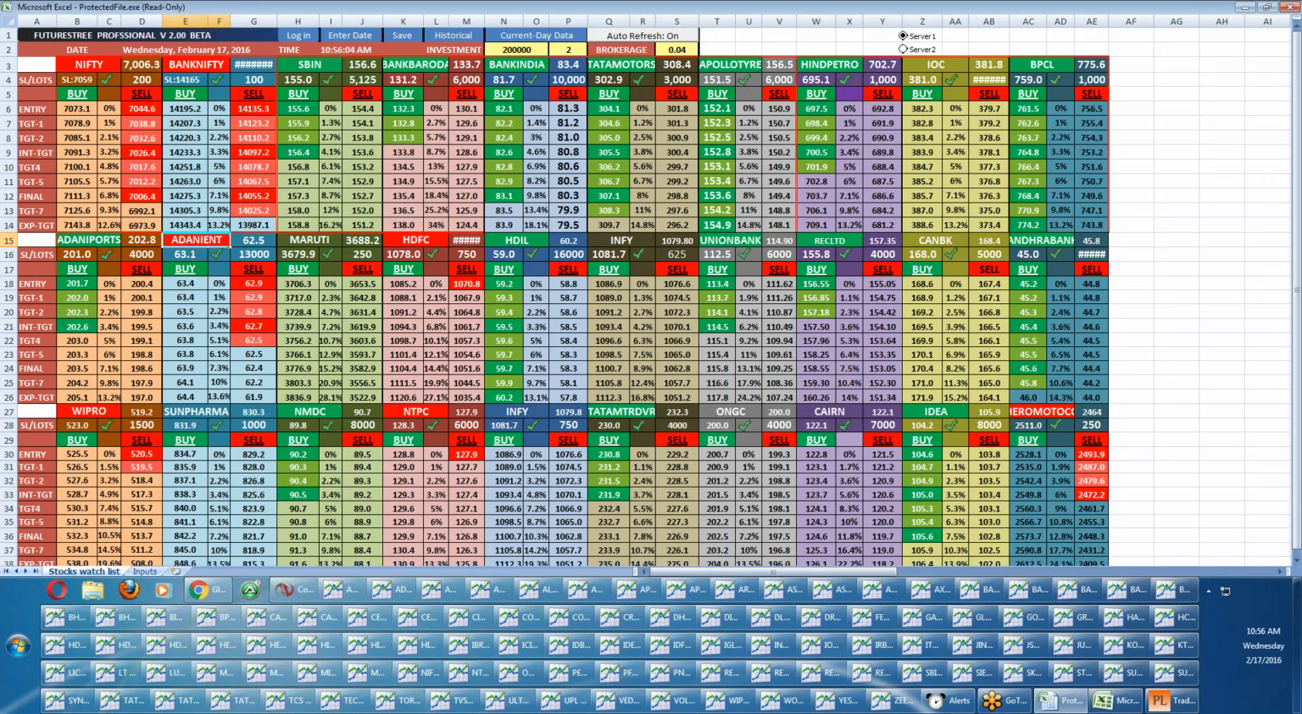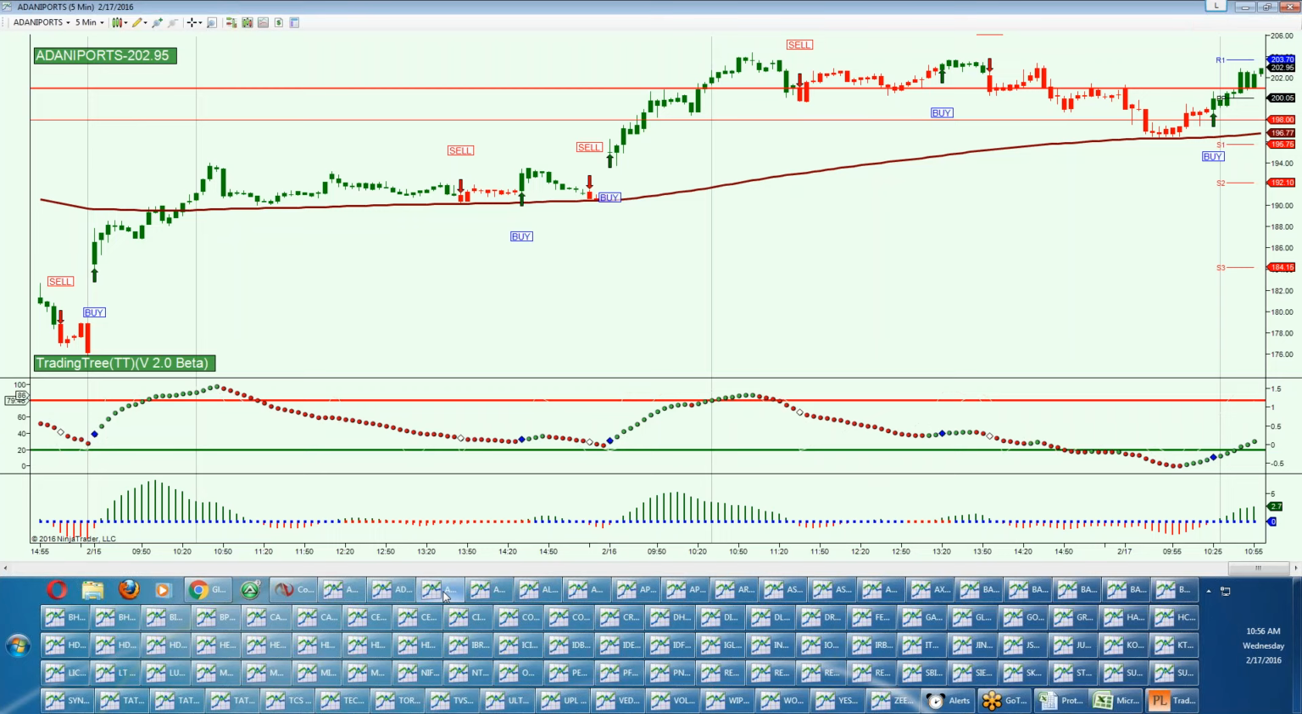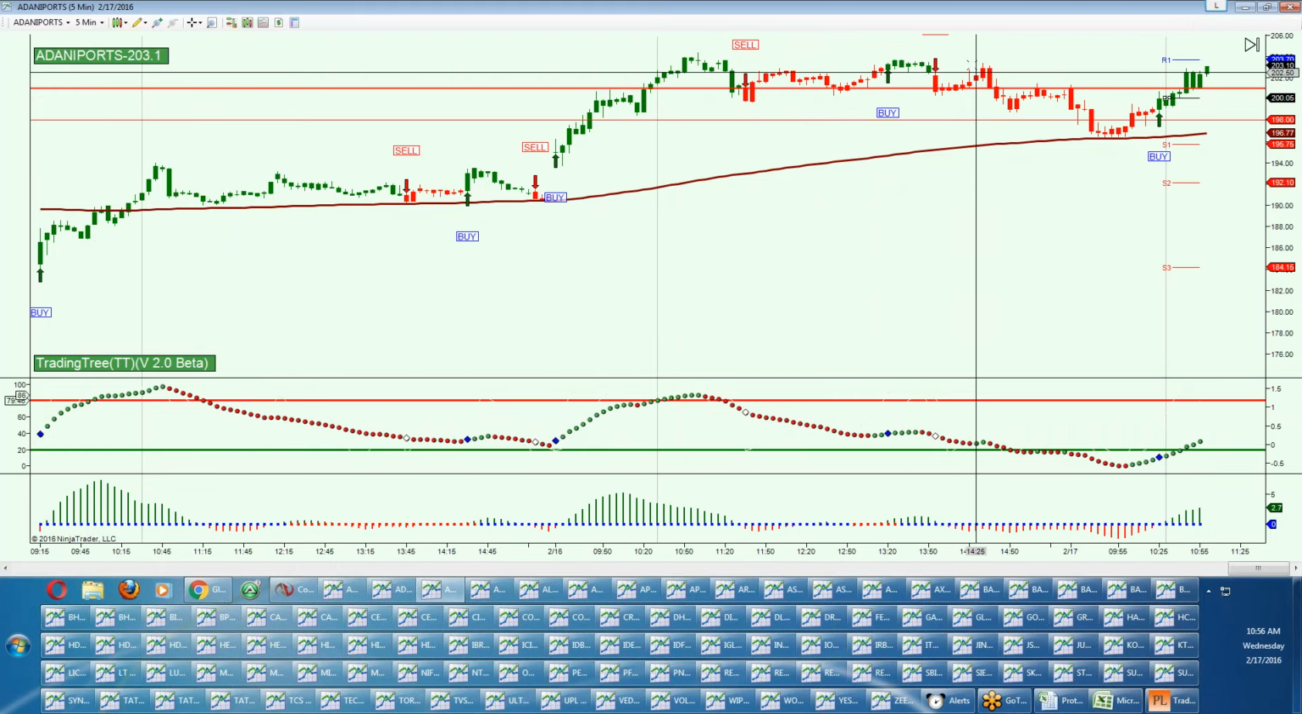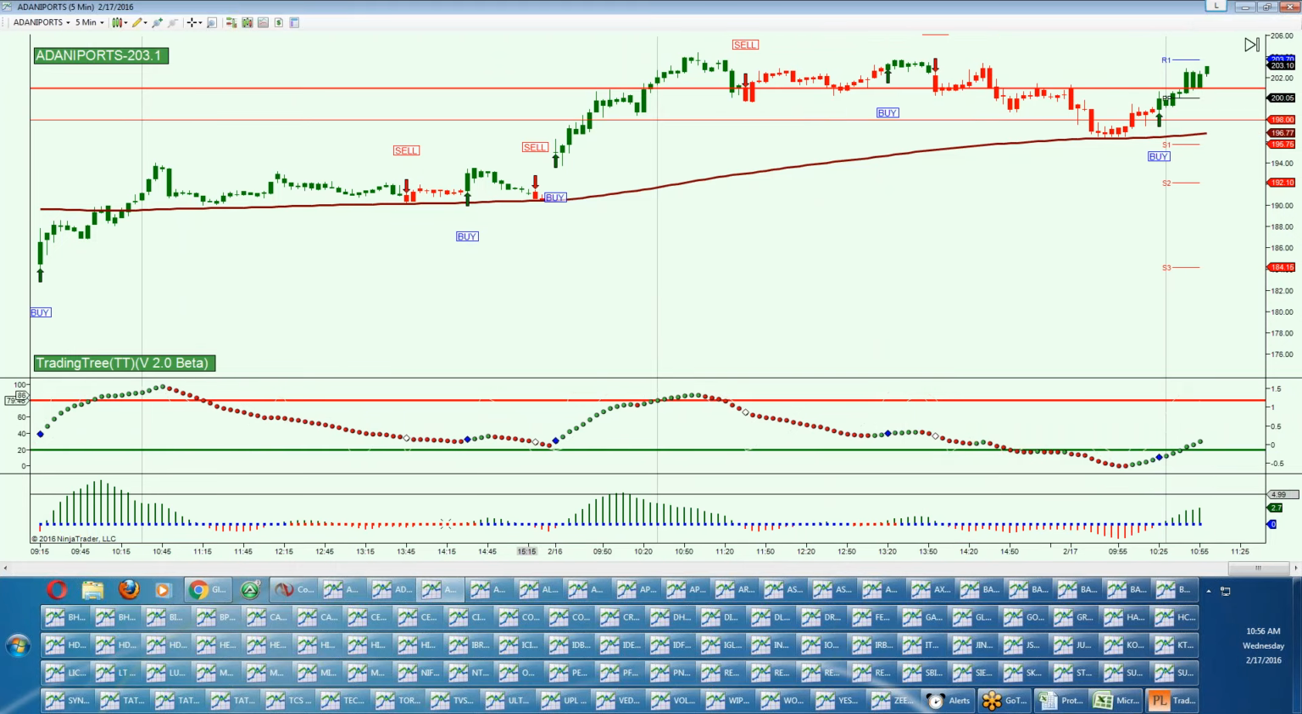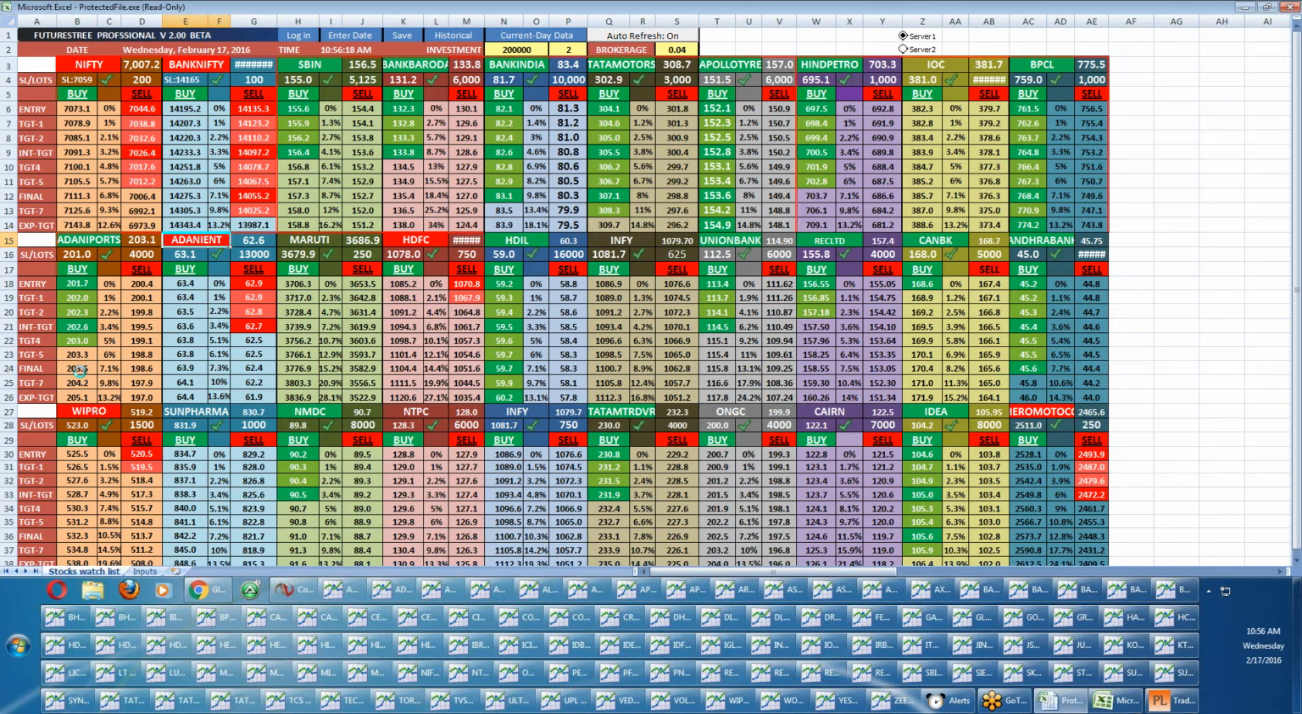So Adani Ports, we had a sell, now we have a buy. It has done its intermediate target. Let's just check the charts. So 203.50 is a possibility. So you can stay long on Adani Ports. 203.50 in the sense it's the final target.